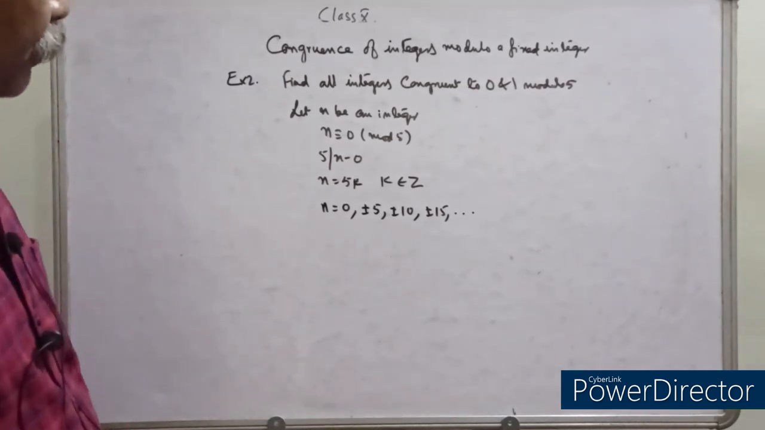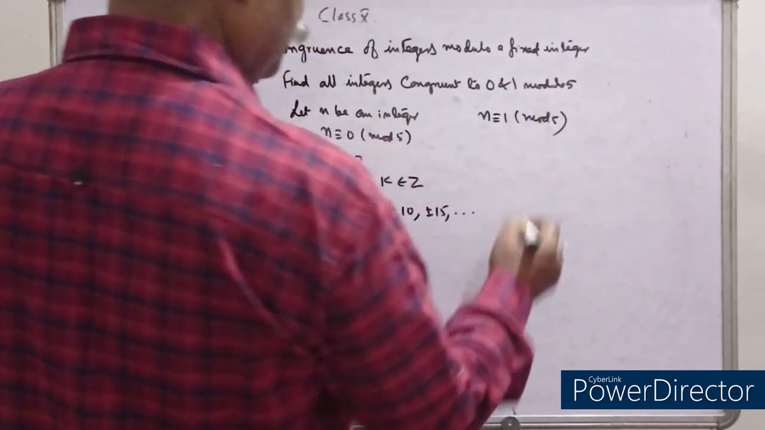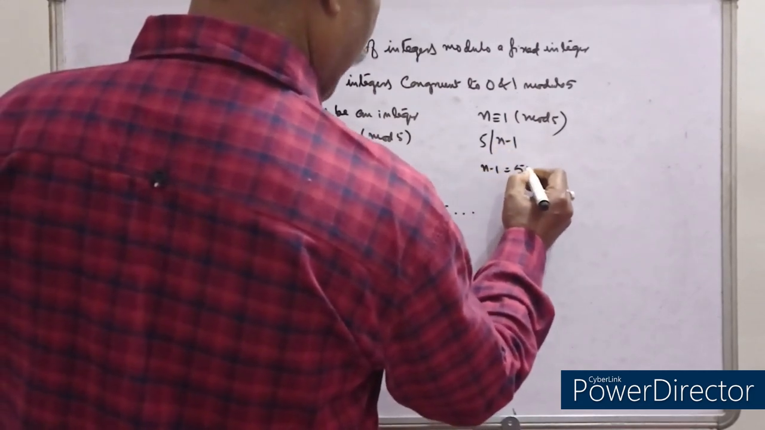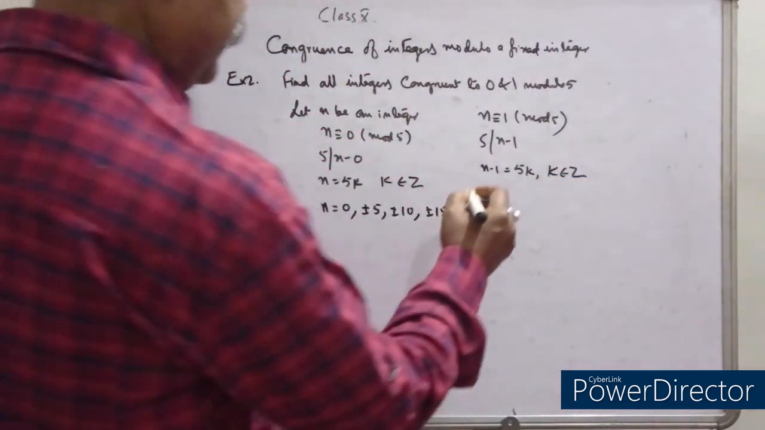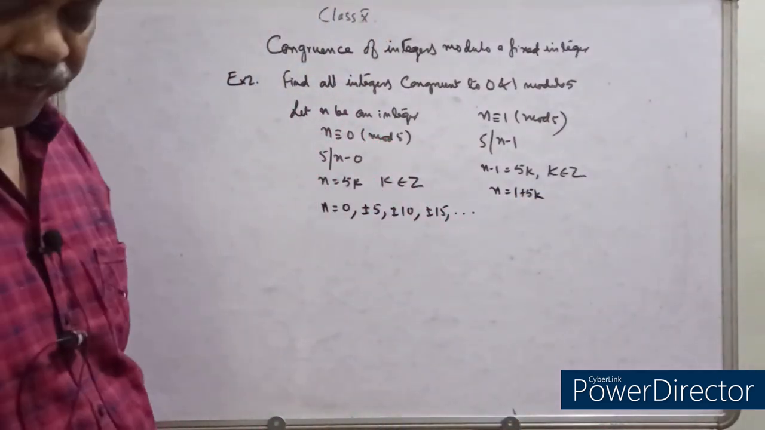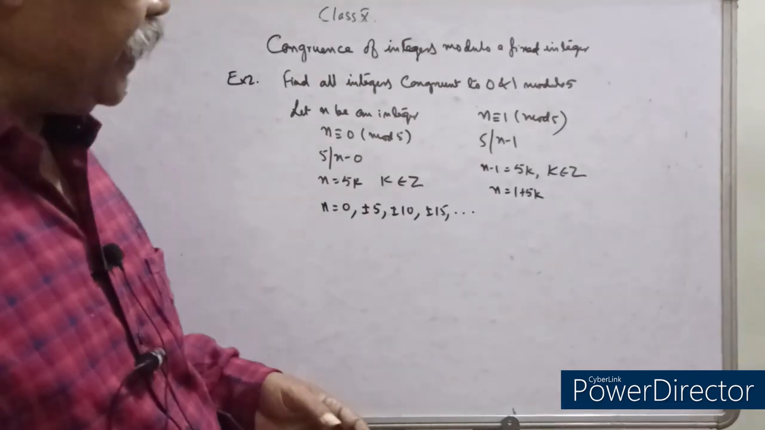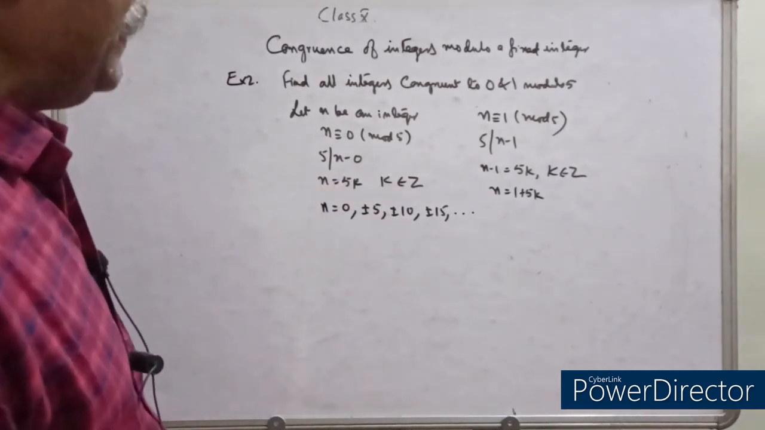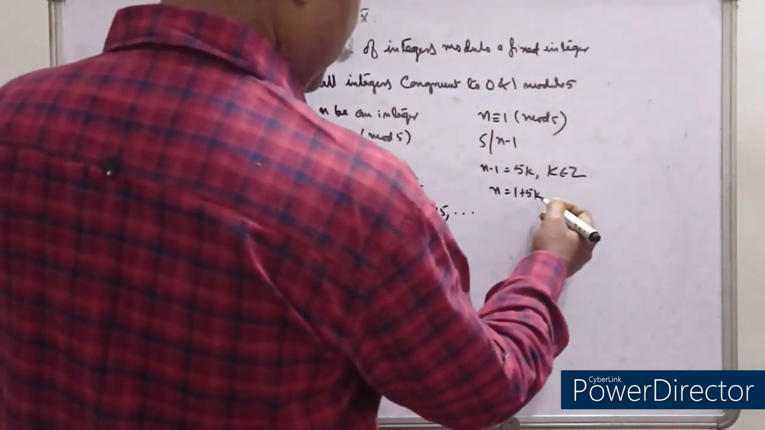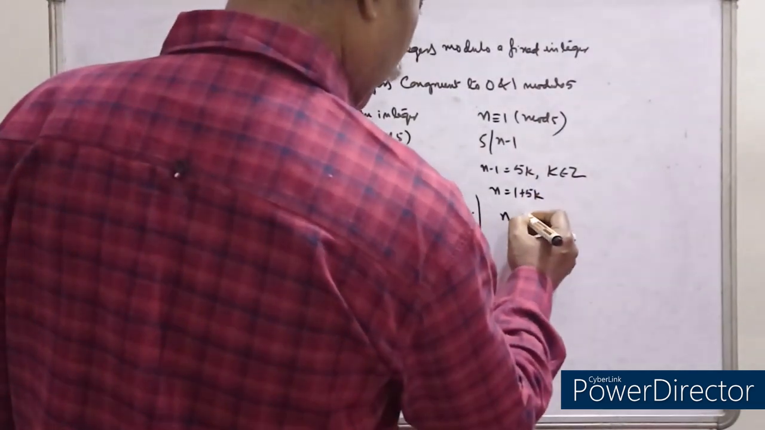Now, for the next part, n congruent to 1 mod 5. So 5 divides n minus 1. So n minus 1 is equal to 5k, where k belongs to Z. So here your n is equal to 1 plus 5k. Here again the same problem, the limit of n is not given to you, and we know that k is an integer, so the only possible way is to take k equal to 0. So when k is equal to 0, your n will be 1.